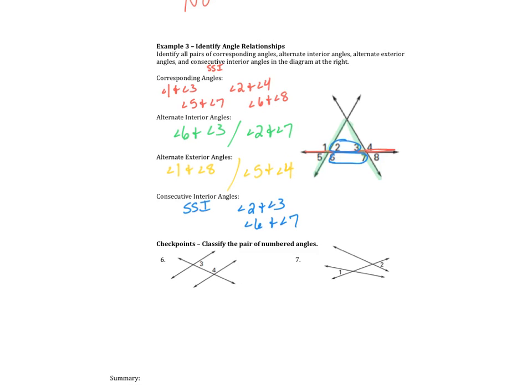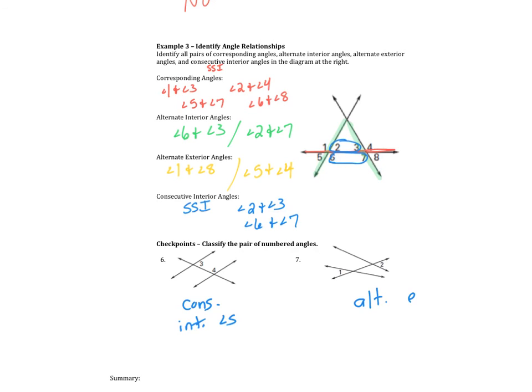And then we have 2 checkpoints. They just say to classify the pair of numbered angles as corresponding, alternate interior, alternate exterior, or consecutive interior, which is also same side interior. So number 6, 3 and 4 are on the inside. These would be consecutive interior angles. And I would abbreviate that, it saves you so much time.